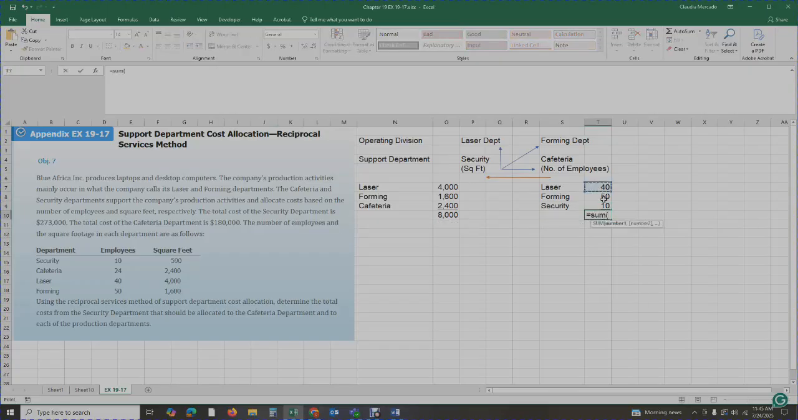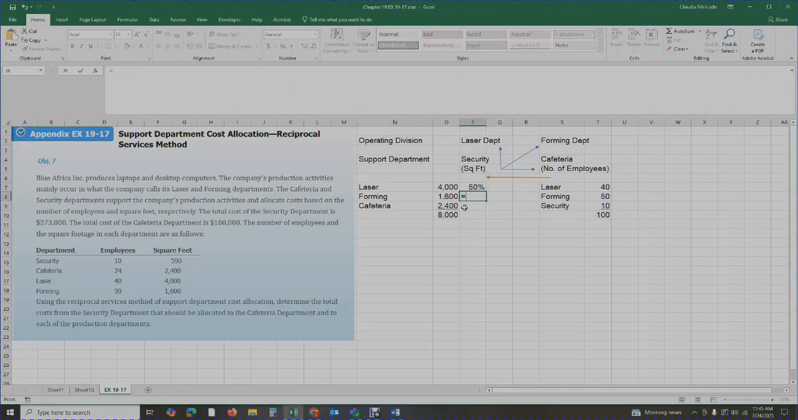Okay, so now I've got 100 employees. So the cost of my cafeteria is going to be allocated to these 100 employees. Now, we're going to figure out the allocation base. Okay, so what are we going to do? I'm going to get my laser square feet divided by my total square feet, and that's going to give me my percentage. So basically 50% of my security cost is going to go to the laser.